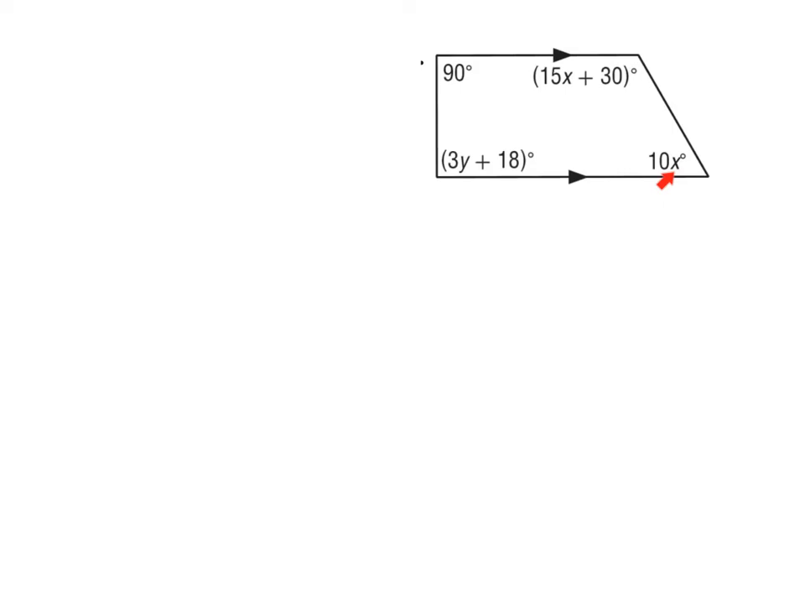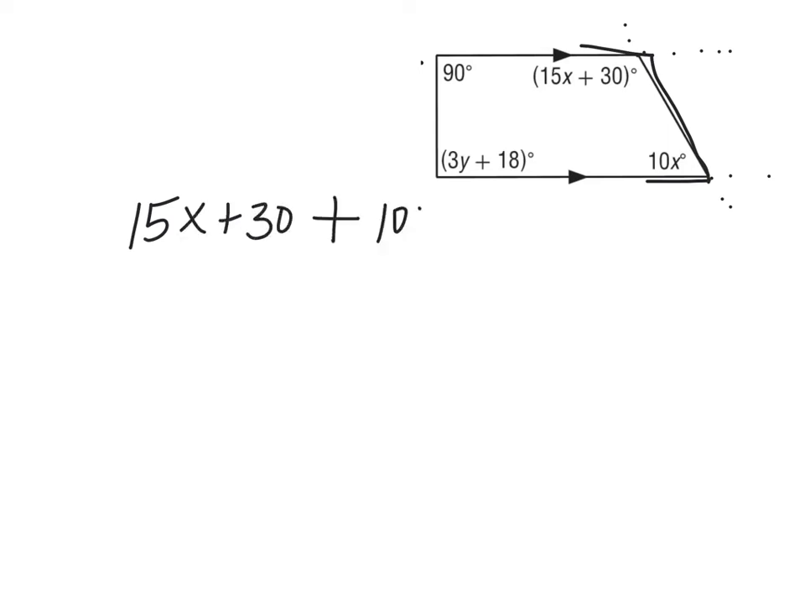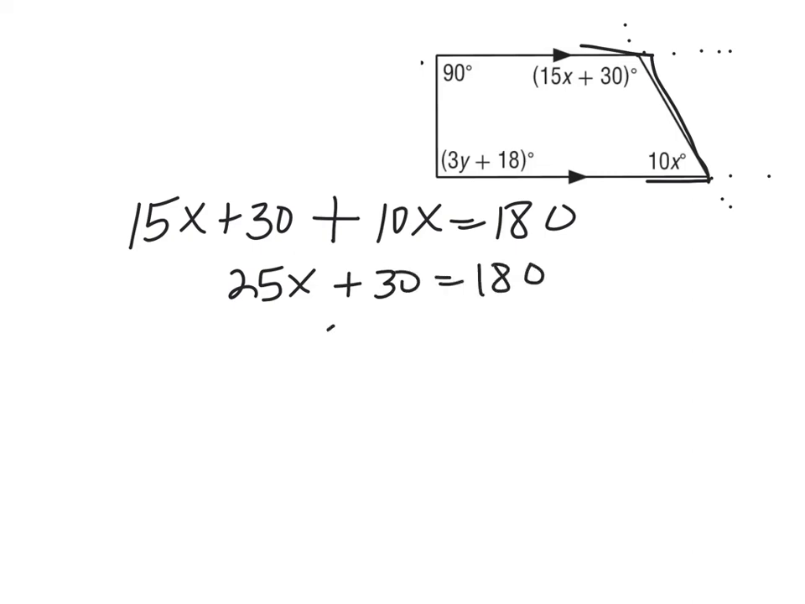In our situation here, the angles are either going to be equal or they're supplementary. Okay? So these are not equal, so they have to be supplementary. And you can always extend out the line to help you see it better. And this is that U, that fun way to remember. So I have 15x plus 30 plus 10x equals 180. So we have 25x plus 30 equals 180. Subtract 30, 25x equals 150. X equals 6, since there's 6 quarters in $1.50.